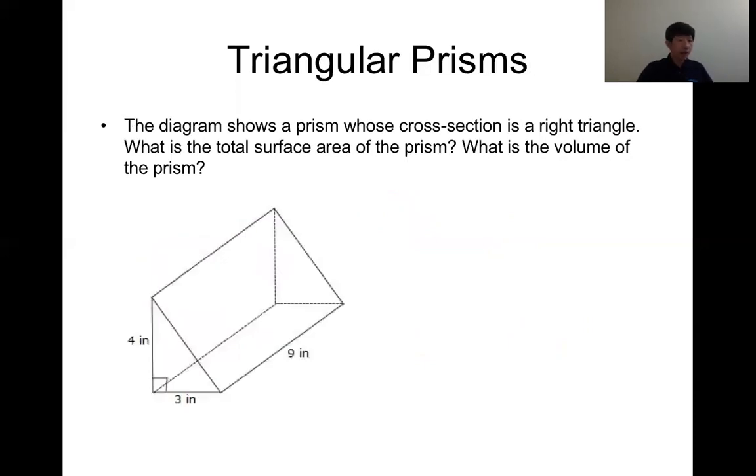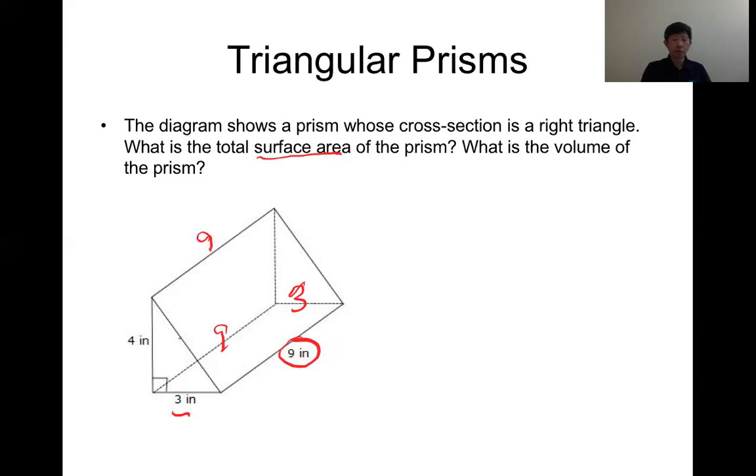Next problem, triangular prism. Now, triangular prism, again, we're looking for the surface area, right? So we're looking for how many pieces of the area outside we can combine, right? So this is 3, this is a 9, right? So therefore, we can fill in the information. This is a 9 as well. This is a 3, right? And this is a 9, so this is a 9.